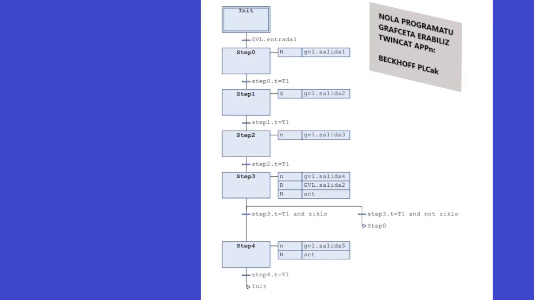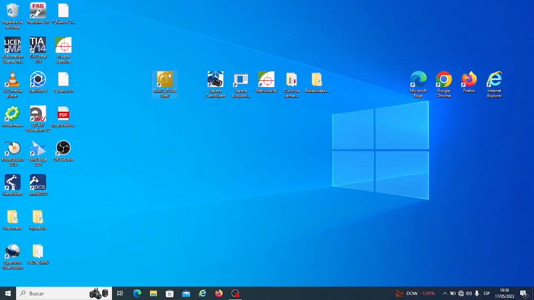We will use a counter and make the system run 3 times for some stages. After doing this work, the program will end and we will return to the main position, waiting for a start signal. First, open the TwinCAT application.